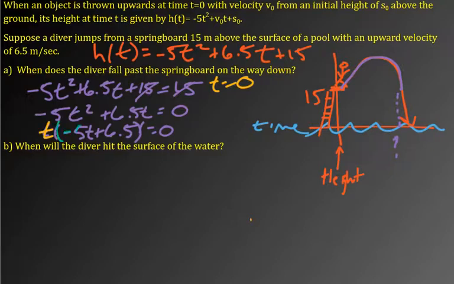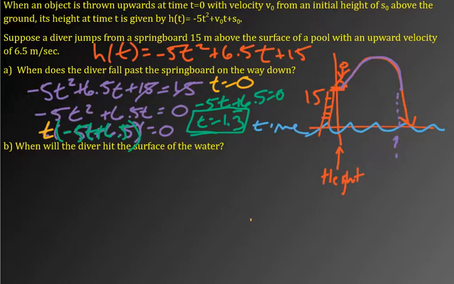And then this other one, I'll do it in green. If you set that equal to 0, that's really the one that matters for this question. That would work out to t equals 1.3, basically 1.3 repeating. That's the one I want, because we know t equals 0 is when you're at that height of 15, and this is when you fall past it.